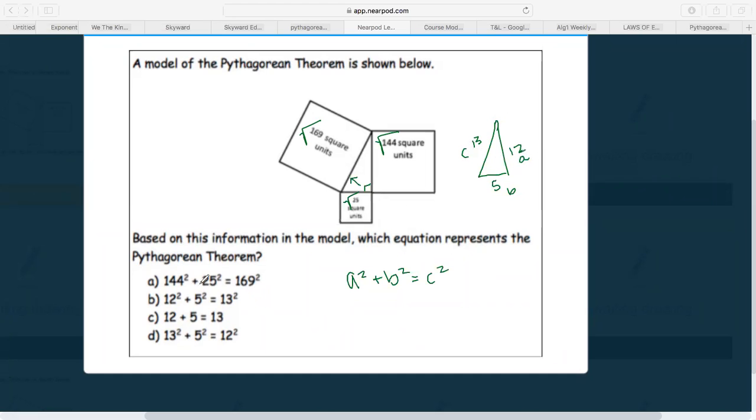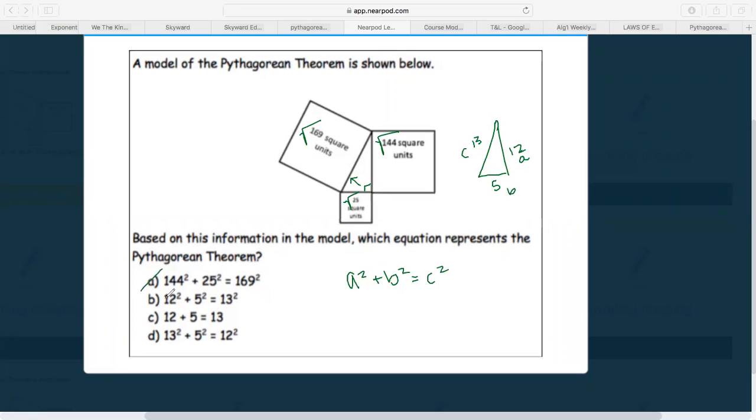So when looking at the answer choices, A says 144 squared plus 25 squared equals 169 squared. Well, this is not true. The 144 is already a squared, that is already A squared, so we wouldn't square these numbers. Does that make sense? For A, why that one's not correct?